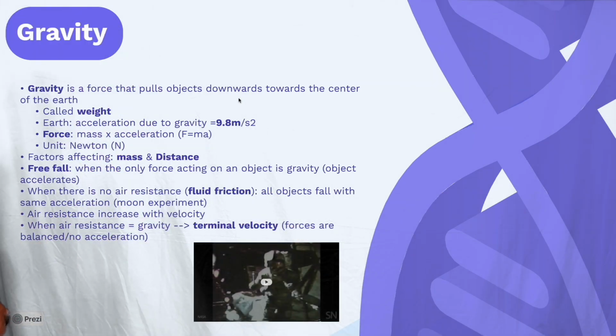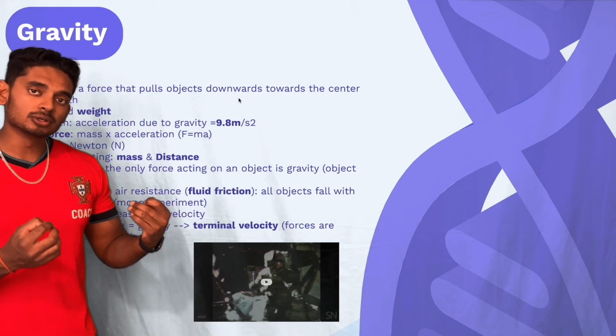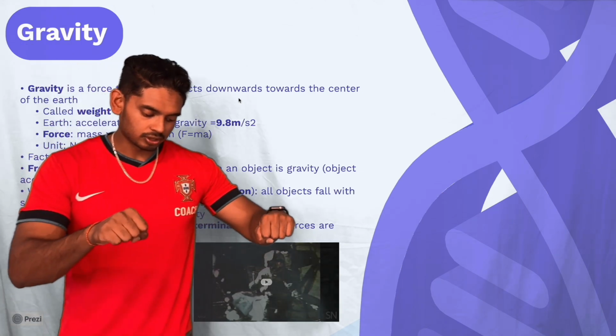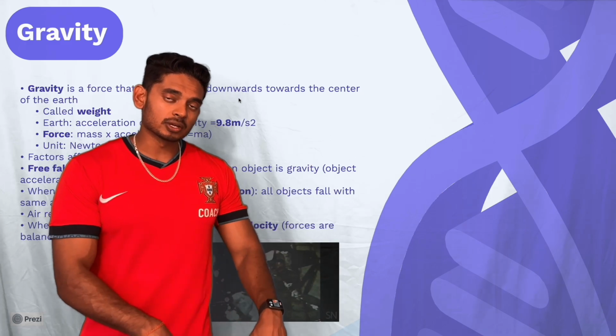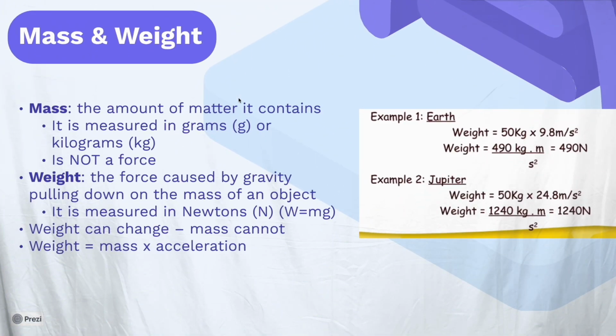On the moon, however, there is no air resistance because there's no atmosphere. Therefore, it is in the fluid friction that we talked about earlier. So they go at the same acceleration just based on gravity. There is no resistance to slow one or the other down to change its speed.